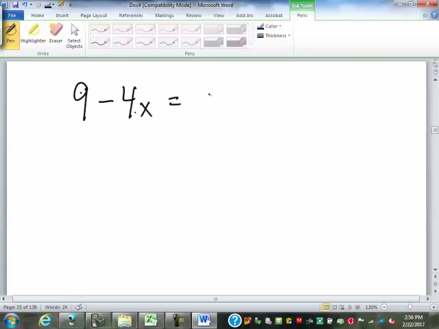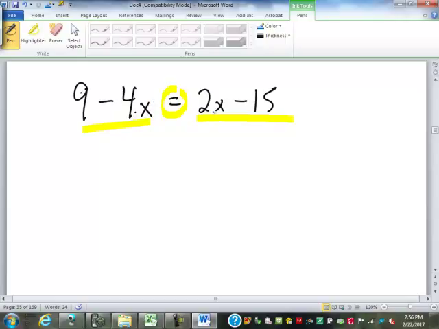9 minus 4x equals, let's see, a negative 15. Let's do this. 2x minus 15. So here when we go to solve this, we find our equal sign here. And we notice that the x again appears on each side. So we're going to have to get rid of one. And like we said, we get rid of the smaller one. Which one is smaller here? 2x or -4x? Careful, -4x is smaller.